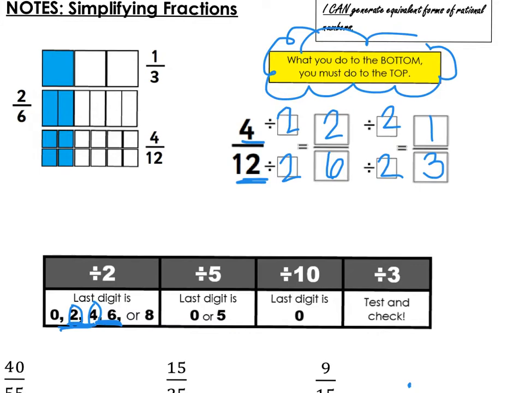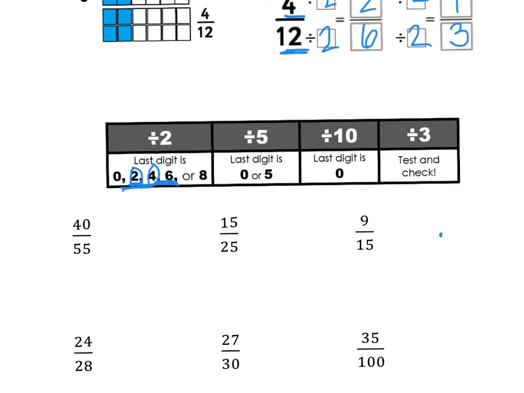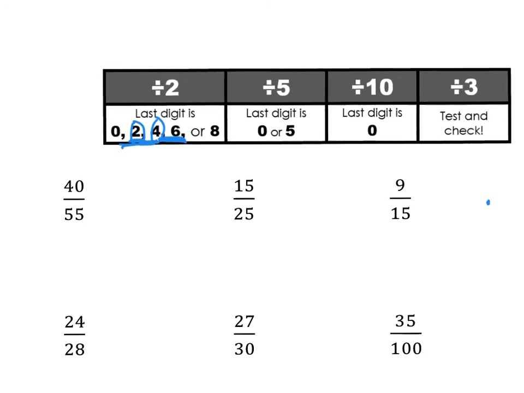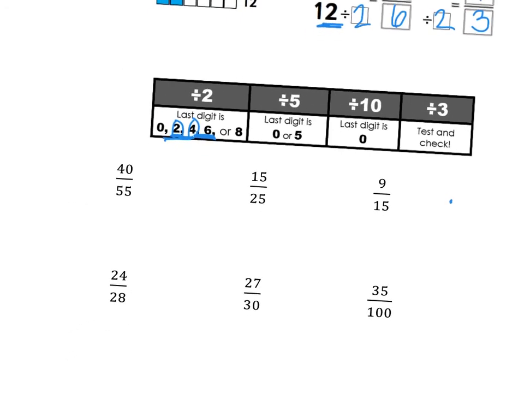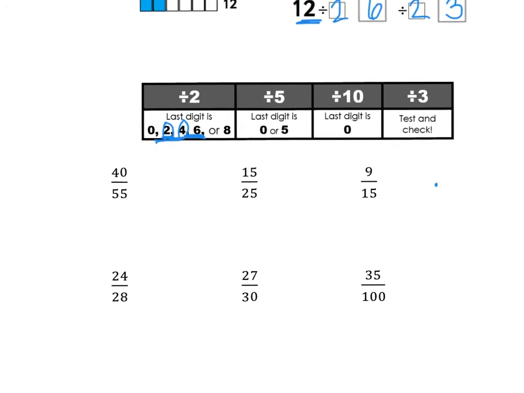All right, now let's come down here and look at this bottom area. And we're going to be sure to check out our divisibility rules up above, okay? So here, I'm going to look at 40 over 55. I'm going to look at what they end with. They end with a 0 and a 5. So that's perfect. That shows me that both numbers here are going to be divisible by 5.